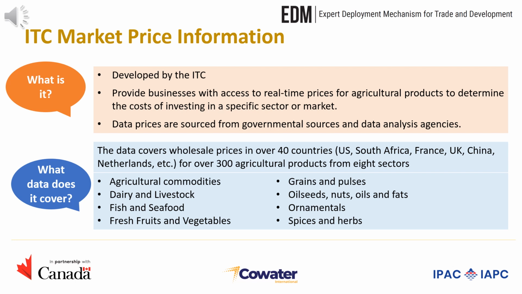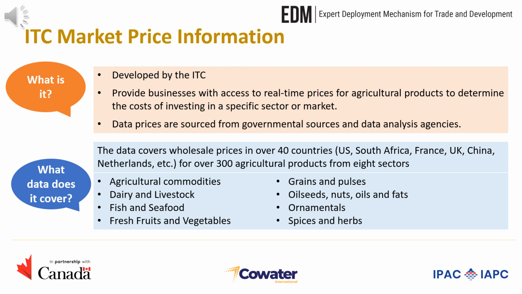Data prices are sourced from governmental sources such as the United States Department of Agriculture and analysis agencies such as Thomson Reuters. In particular, the data from this tool covers wholesale prices and market news for over 300 agricultural products from 8 sectors. These sectors are agricultural commodities, dairy and livestock, fish and seafood, fresh fruits and vegetables, and pulses, oilseeds, nuts, oils and fats, ornamentals, spices and herbs.